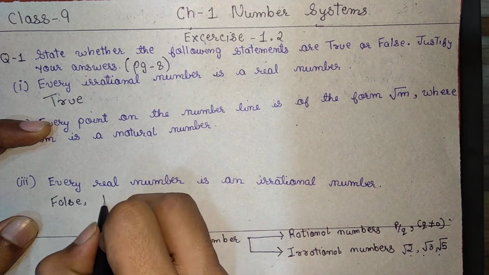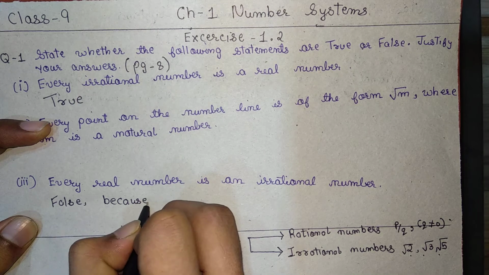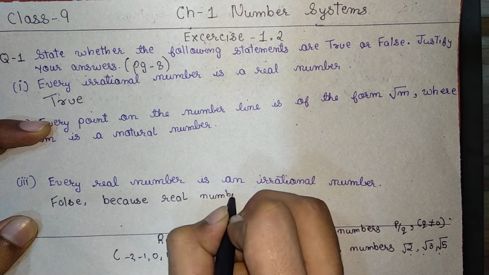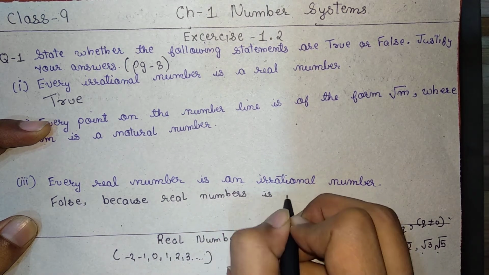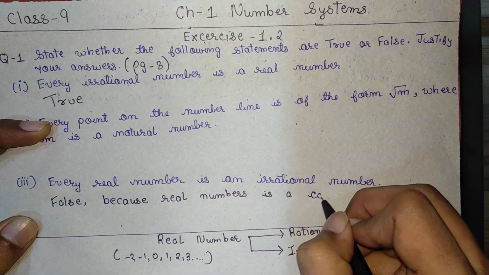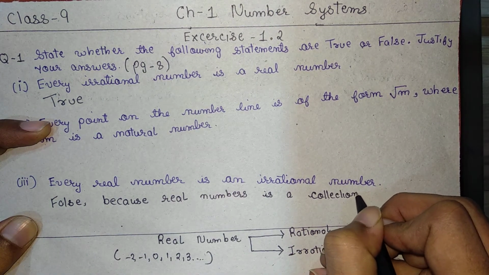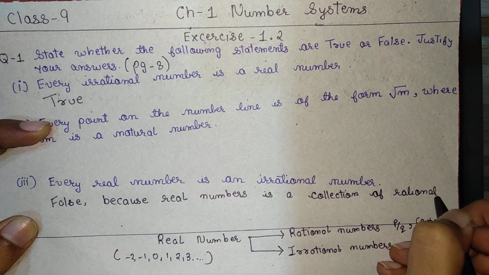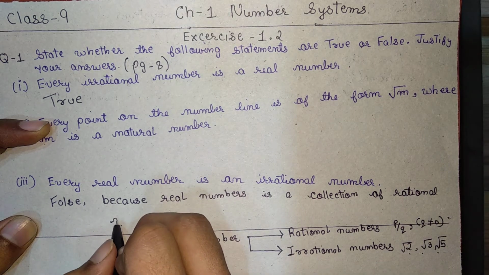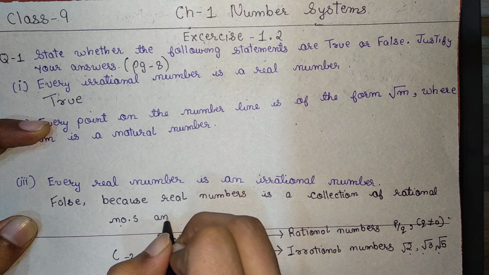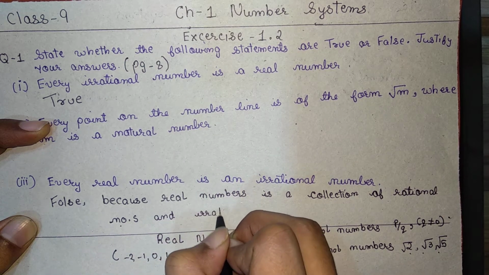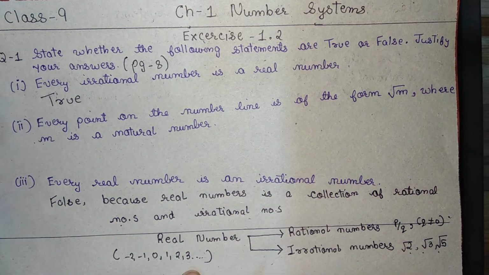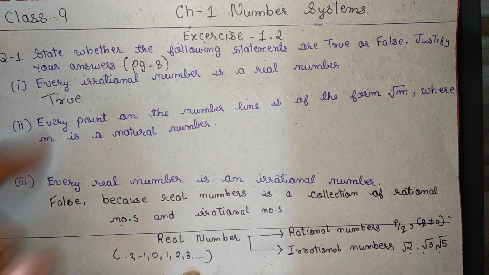What is the reason for that? Because real numbers are a collection of rational numbers and irrational numbers. Okay, very good. Now we have done the first and the third question. Now let us do the second question.